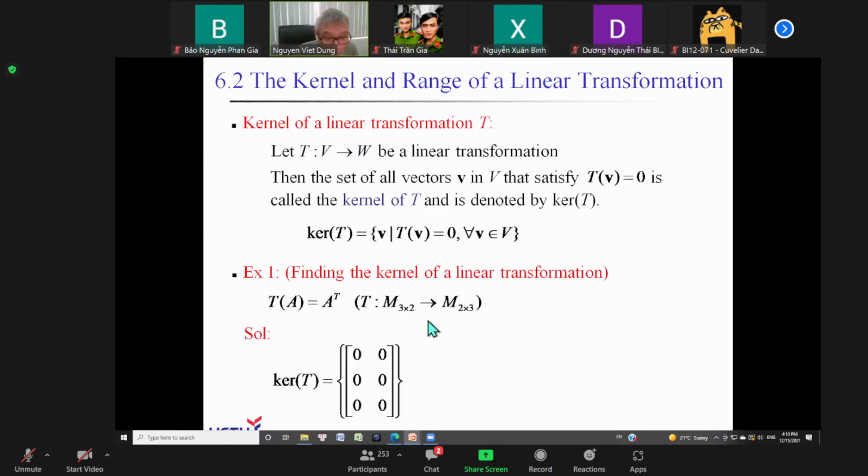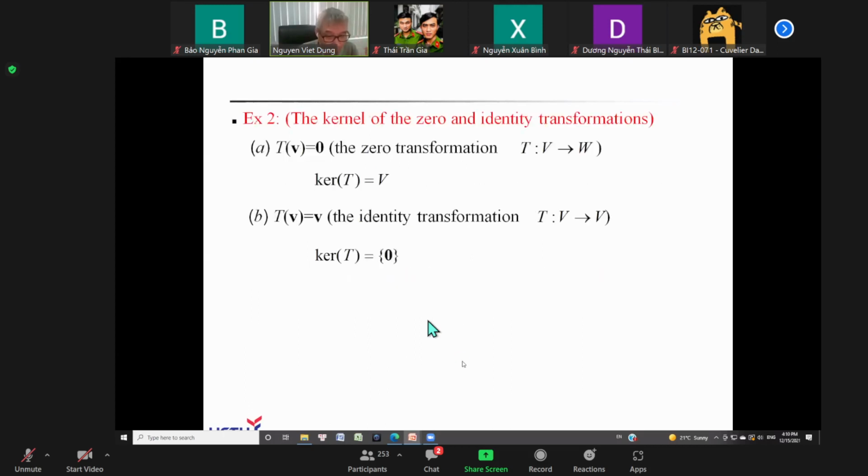Then if you consider the case when T is a transpose map from M3 by 2 into M2 by 3, the kernel will be the 0 matrix, only one.